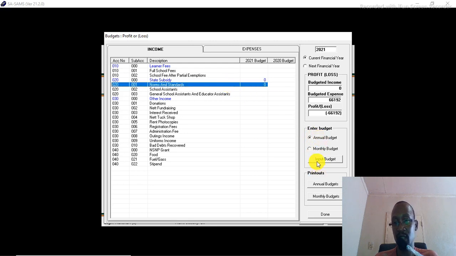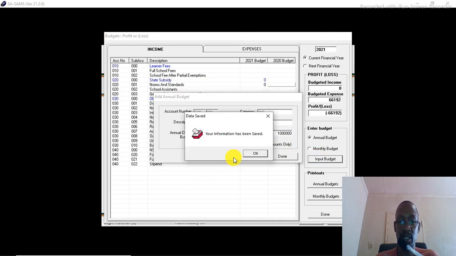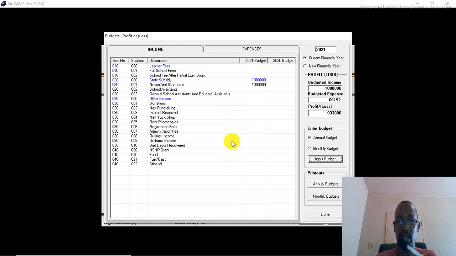Norms and standard incoming. You now click on the norms and standard, you say annual budget, norms and standard, input, we are receiving $1 million. Right, we are receiving $1 million, saved, there is $1 million coming in. Budget income is $1 million. Budget expense should also amount to $1 million. So all in all, profit loss will be 0.